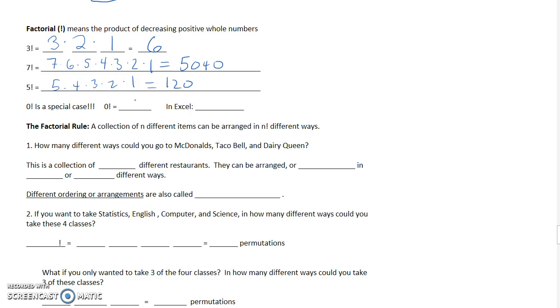One special thing to note is 0 factorial is just 1. We're going to use our calculator to help us do this.